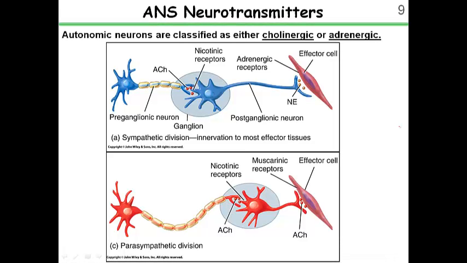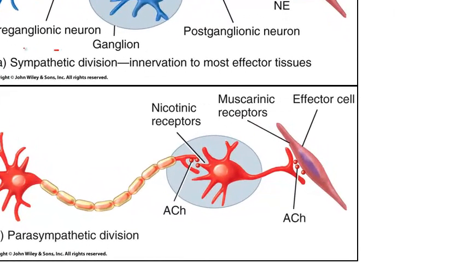In this video we're going to look at the neurotransmitters that are used by the autonomic nervous system. And whenever you learn about neurotransmitters, you also learn about the receptors that the neurotransmitters bind to. So you'll see on this slide we're comparing sympathetic versus parasympathetic. We've previously mentioned that the autonomic nervous system uses two motor neurons.